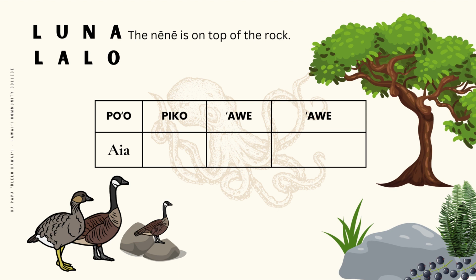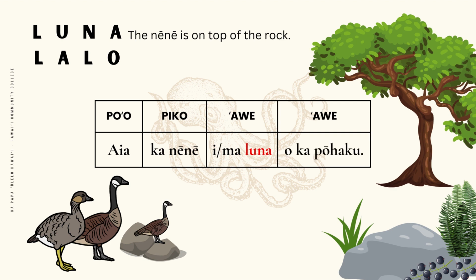Next comes the piko, heaha ka piko. The nene, let's add it to the piko column. Aya ka nene. Now we can add the ave. The first ave is the Iʻoa Henua, on top. The ave is I or ma luna. As you can see, we have our ami, I or ma, and our Iʻoa Henua, luna. Our last ave of this sentence is of the rock, o ka pō haku. The nene is on top of the rock. Aya ka nene I luna o ka pō haku, or aya ka nene ma luna o ka pō haku.